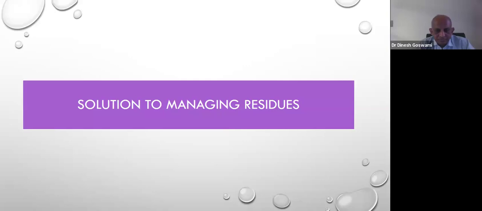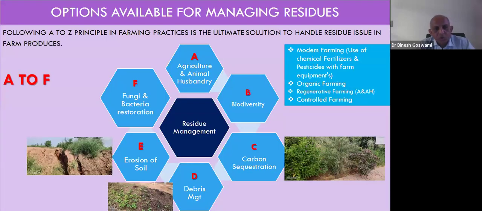So I have just narrated the solution from A to Z. I try to provide it in A to Z form to tackle the issues of residues. First, A. A means agriculture and animal husbandry. Animal husbandry deals with animals, both milking animals and other kinds. Agriculture in the broad sense includes everything: vegetable, cereal, pulses, forestry, all together considered as one agriculture.